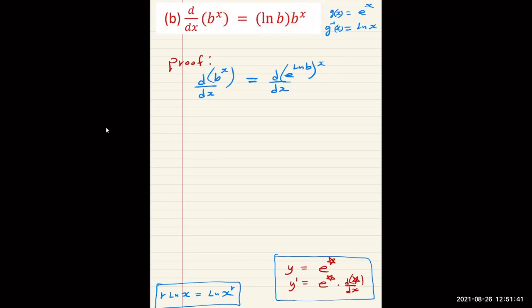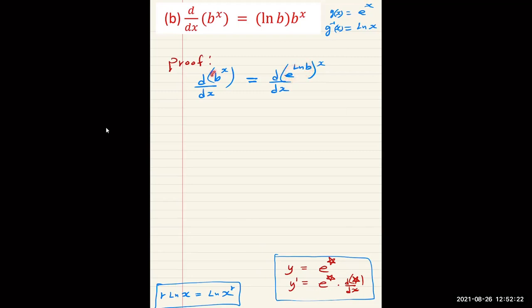How do we prove this? Well, at the end of the day, I'm supposed to find d over dx of b to the power x, right? The derivative of b to the power x. I'm going to rewrite this b this way. b is the same as e to the power ln b. You learn this in your pre-calculus class, because we know that if you take g of x to be e to the power x, then g inverse of x would be ln x. Or in other words, e to the power x and ln x are inverses of each other. So that means e to the power ln b is nothing but just b.